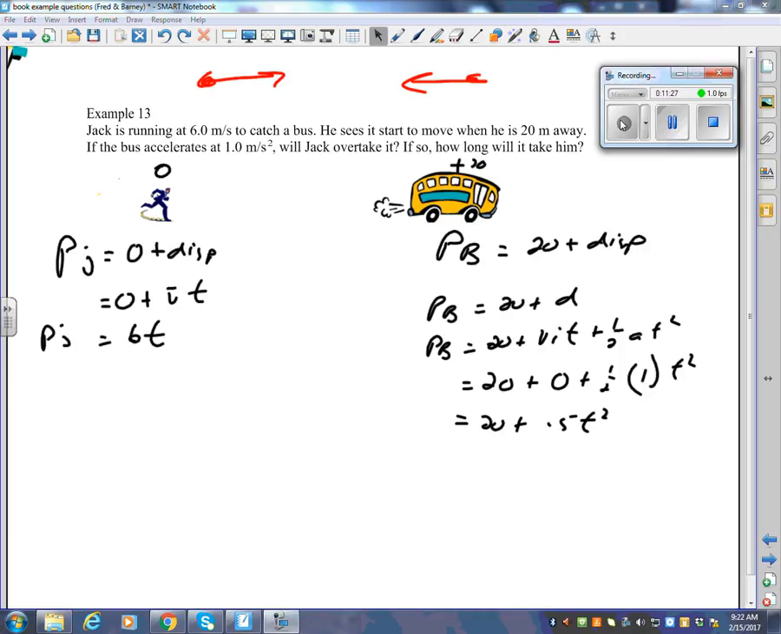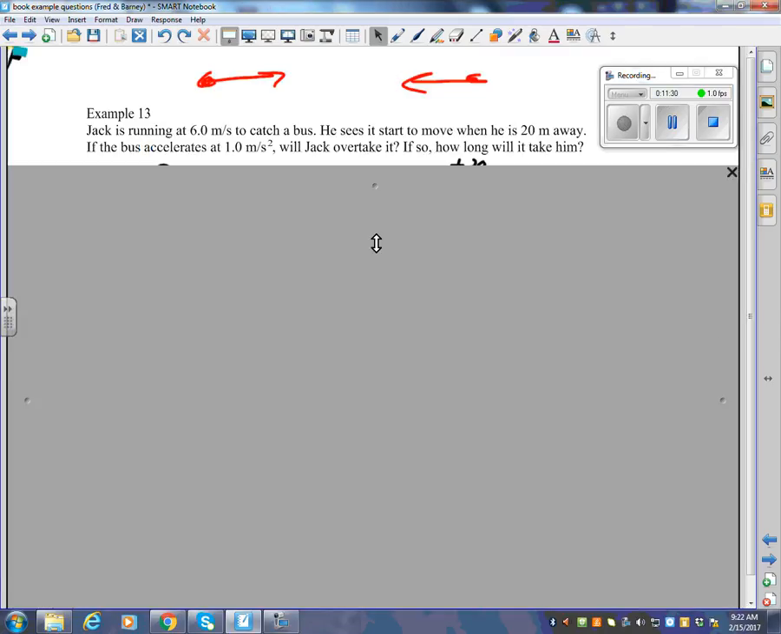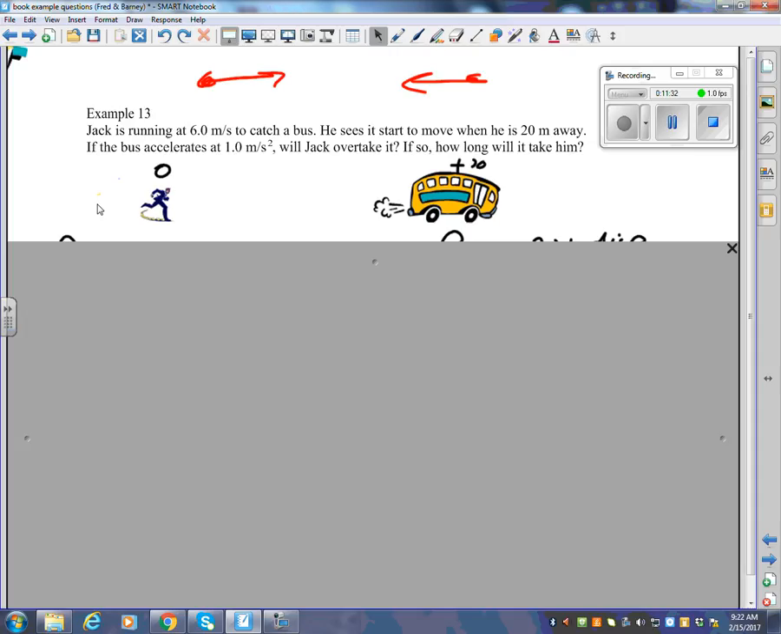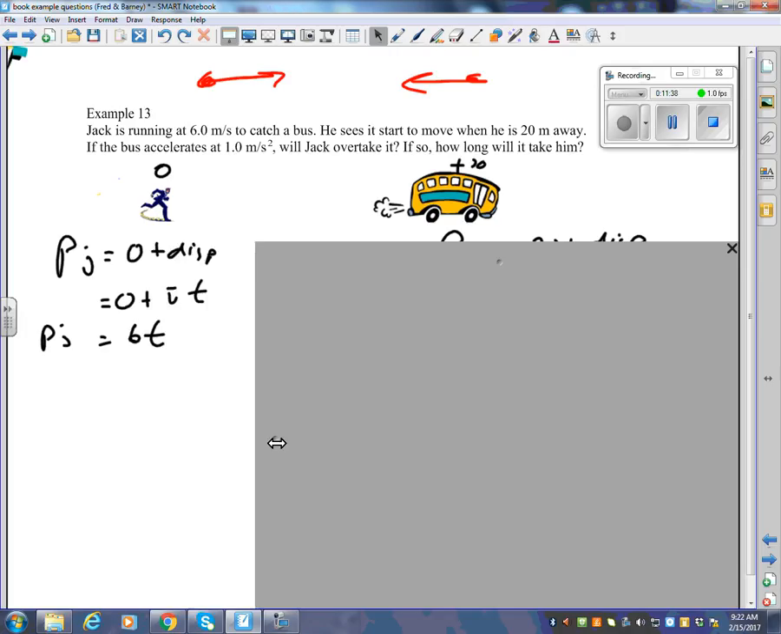Okay, so here's the setup. Let's just talk about, again, Jack catches the bus when the positions are the same, right? So what is Jack's position? Well, he starts at position 0, so his position, PJ, is 0 plus displacement. He's traveling at a constant speed, so that's v bar times t. The 0 disappears, the constant speed is 6, so position Jack is equal to 6t.